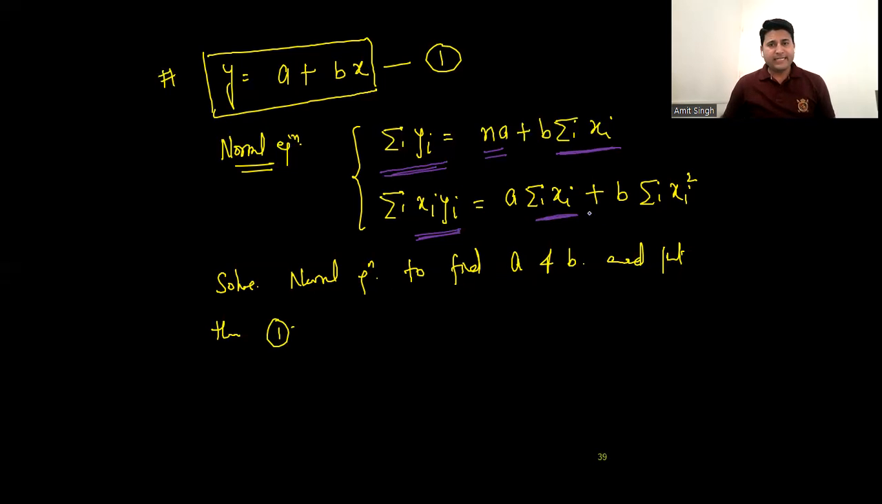Summation xi already discussed. Xi square: whatever xi is given to us, do that square and put it in these two equations. We will obtain the two equations and then simply solve both to find the value of a and b, and then put them in equation number 1. We will obtain the required trend line, or the best fit line according to the given data. I hope you understand it.